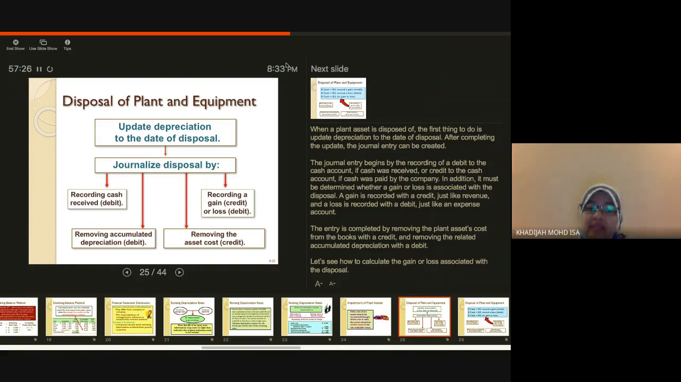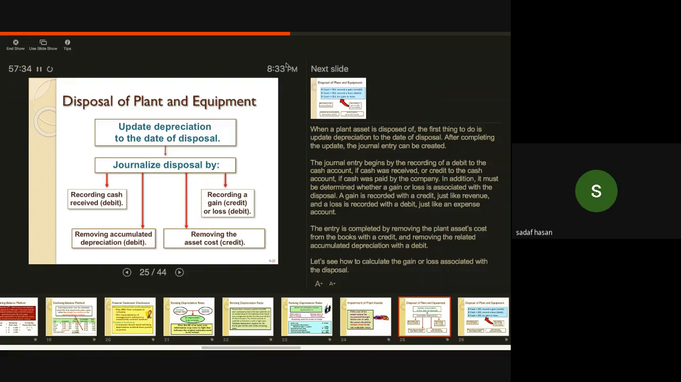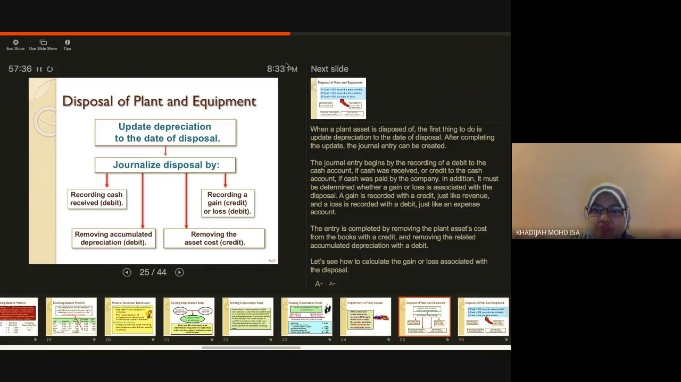But which account actually shows the net book value of the asset? It's the cost and the accumulated depreciation. So you don't have an account called net book value. In that case, you decide whether it's a gain or loss by looking at the total debit and total credit.